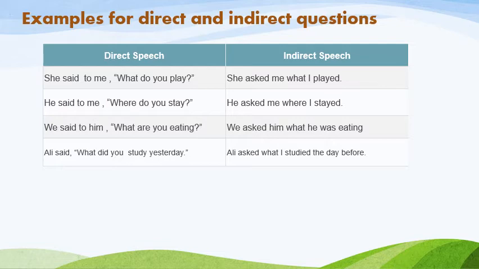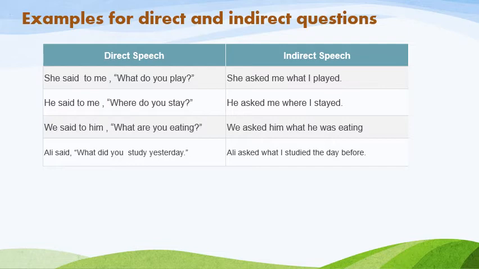Firstly, "said to" transfers to "asked." I removed the speech marks and I use the word "what." I removed the auxiliary verb "do" and I changed the pronoun "you" into "I," and I get the past of the word "play," which is "played."